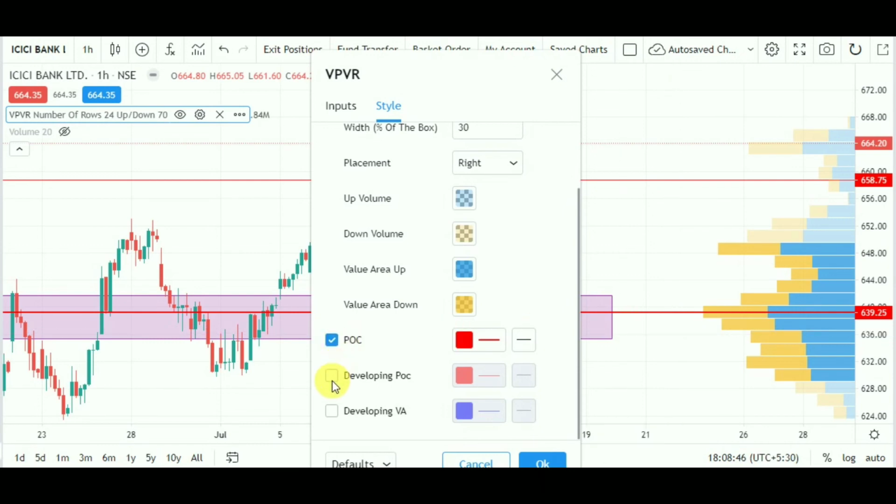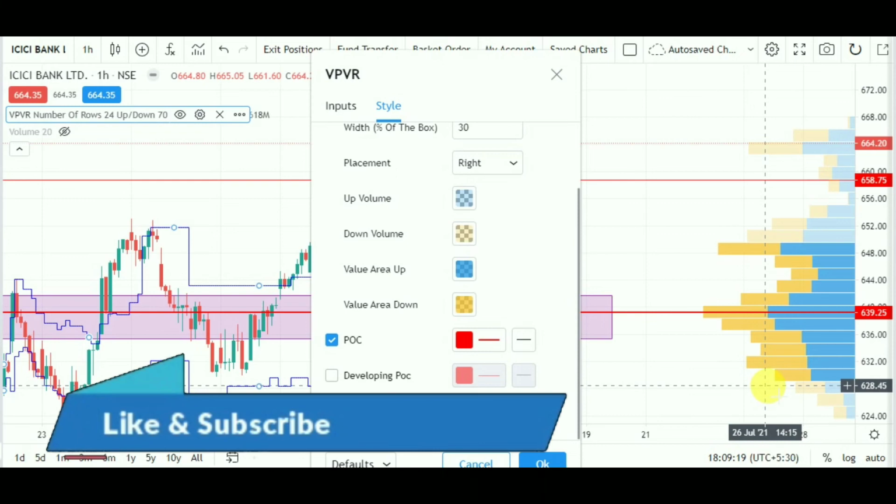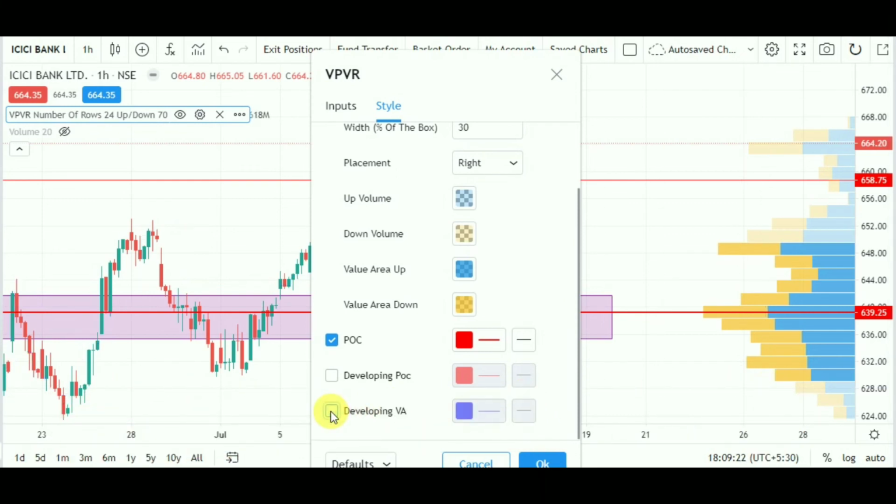Next, developing point of control. Selecting this option would allow you to see how the point of control has evolved over time and over the chart area under display. By default, this option is not selected. Next, developing value area. Selecting this option would allow you to see how value area high and value area low have evolved over time and over the chart area under display. By default, this option is not selected.